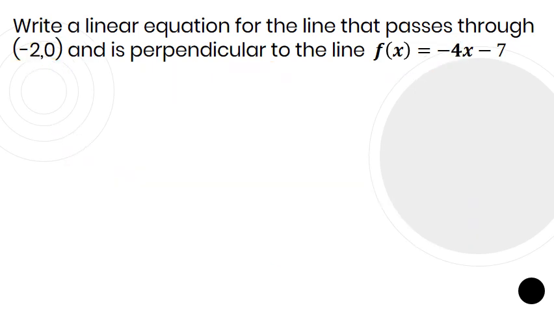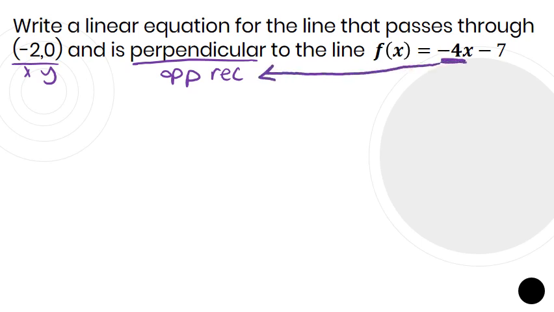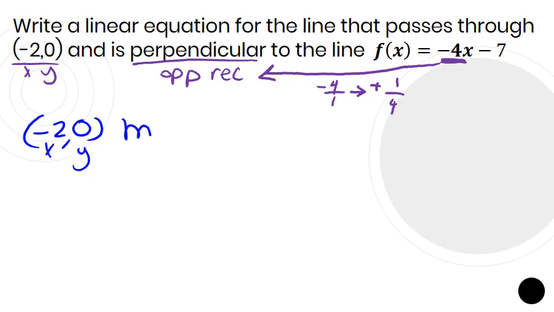Let's try one more. If I am asked to write the linear equation of the line that goes through (-2, 0) and is perpendicular to that line, key information: I have my point value. I'm looking for perpendicular, which means opposite reciprocal slope. And I have this line and I care about this number here. So if I want the opposite reciprocal of -4/1, that means it becomes positive, and that means it becomes 1/4. So the key information I need to use is (-2, 0), and I want the slope of 1/4.